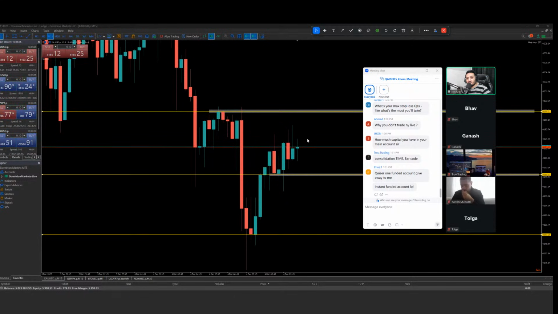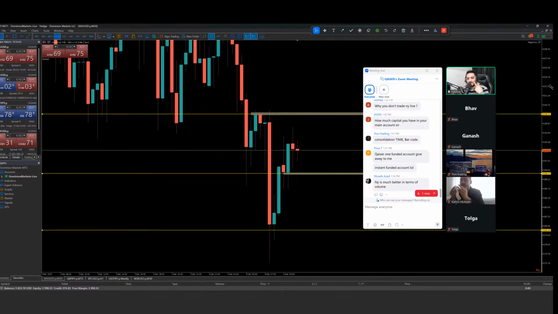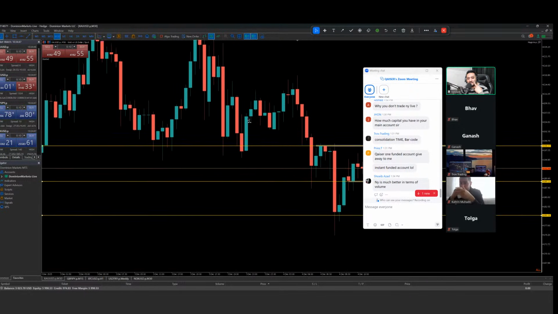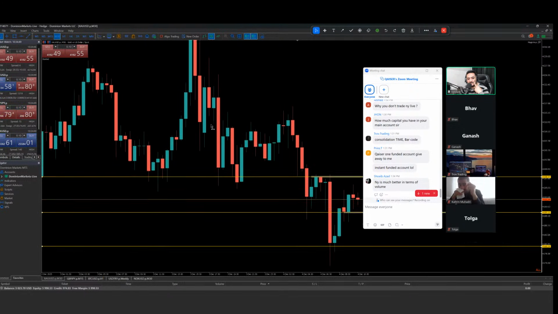So why don't you trade NY live? NY is just going to behave in the same way. Right now we are managing the risk with a 30, 35, 40 pip stop loss, but I think it's going to behave the same way. If you go towards NY, it's going to behave in the same way, but with bigger stop losses.